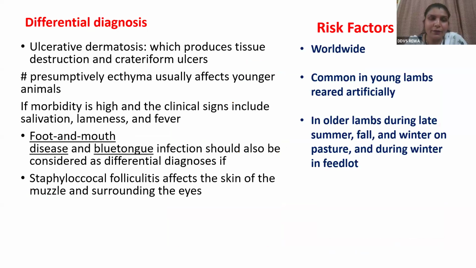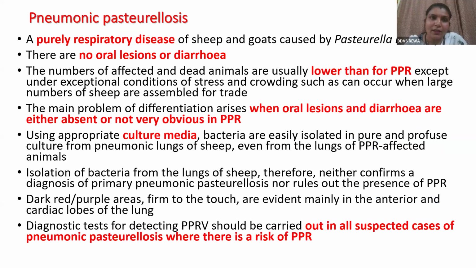So again, we have to differentiate it from bluetongue and PPR. One of the most important diseases to be differentiated is ulcerative dermatosis, which affects adult animals, while contagious ecthyma is most commonly seen in younger animals. We can differentiate it presumptively this way, but again, further laboratory diagnosis is very important in all these diseases for confirmation.